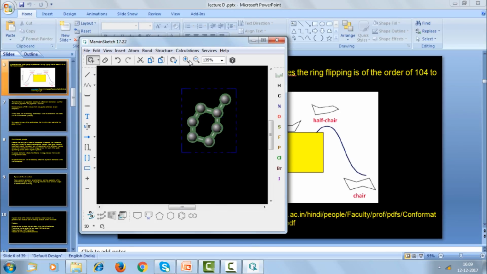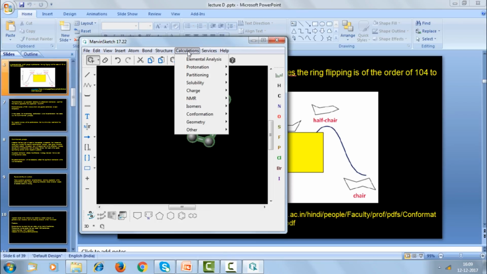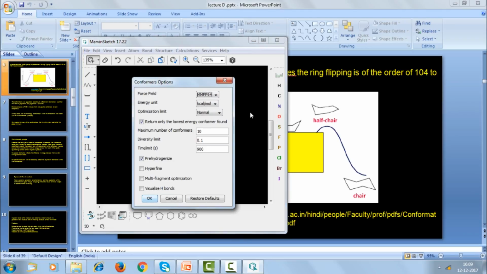Okay, now we can look at some calculations. We can look at conformations, different conformers we can say. Okay, so I want to look at 10 conformers here.